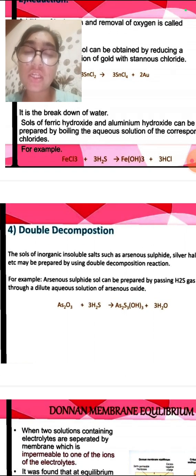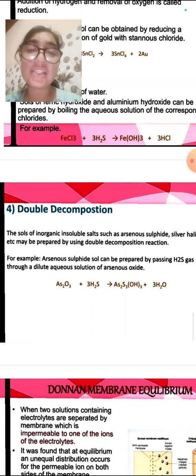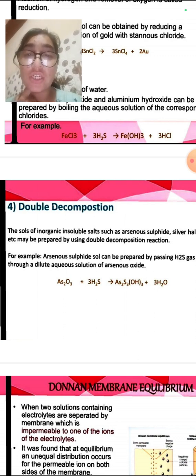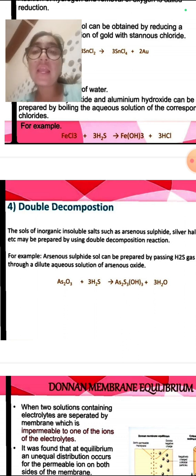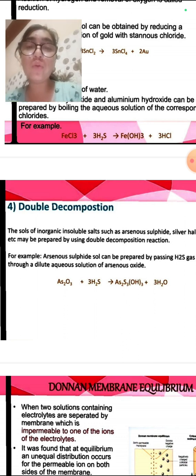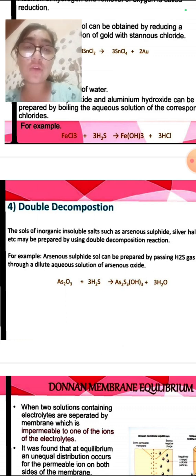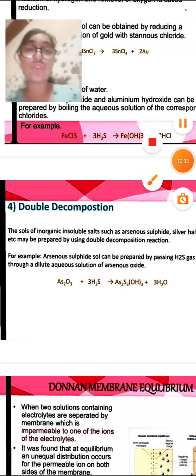Double decomposition. The sols of inorganic insoluble salts such as arsenous sulfide, silver halide, etc., may be prepared by using double decomposition reaction. For example, arsenous sulfide sol can be prepared by passing H2S gas through a dilute aqueous solution of arsenous oxide. As2O3 plus 3H2S gives As2S3 plus 3H2O.